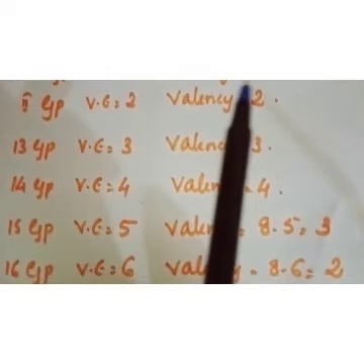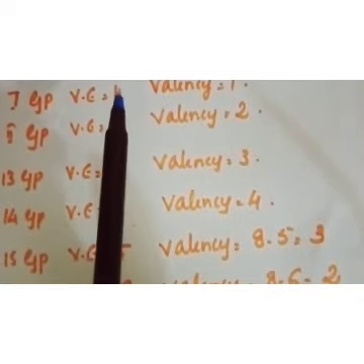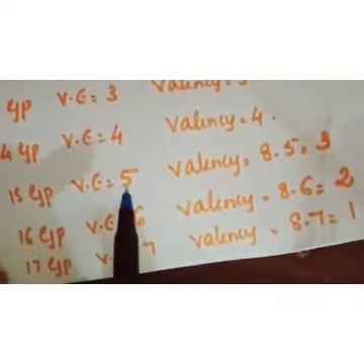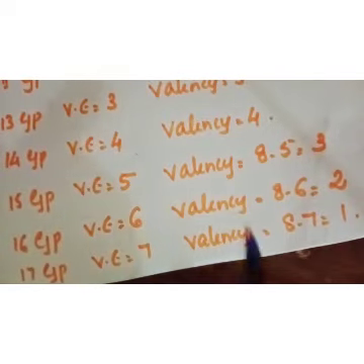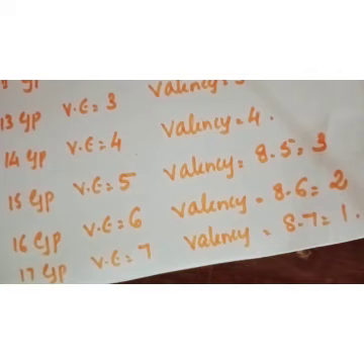Okay, clear? So valency depends upon the number of valence electrons. If the valence electrons are from 1 to 4, valency will be the same. If the valence electrons are 5, 6, 7 or 8, valency is equal to 8 minus the number of valence electrons.